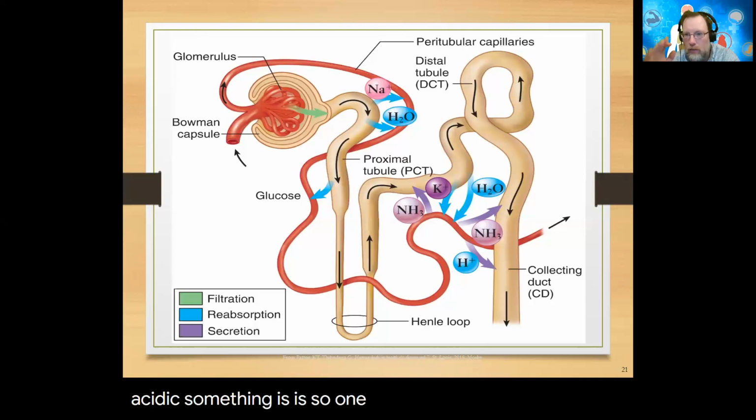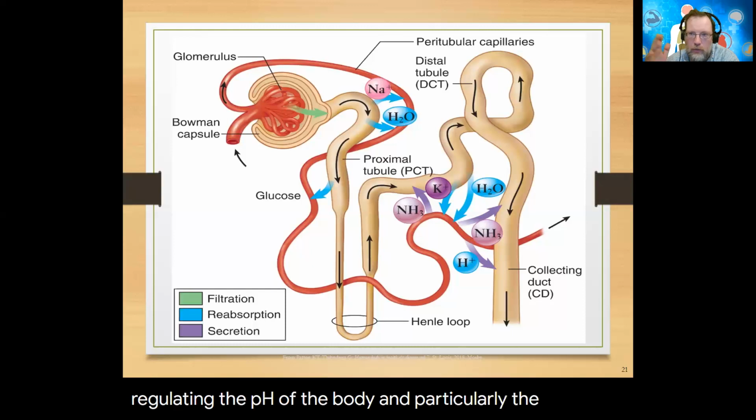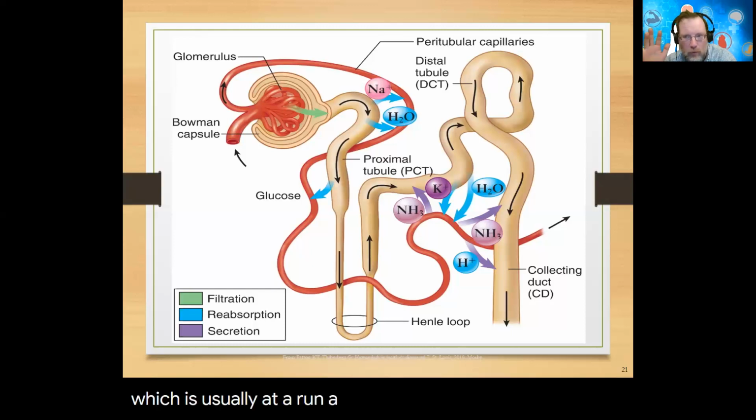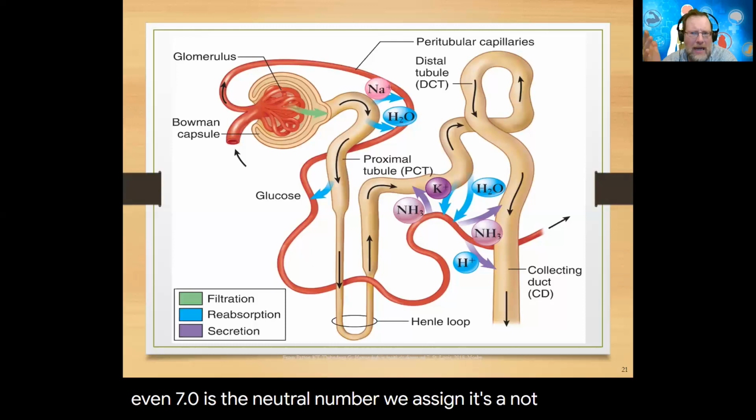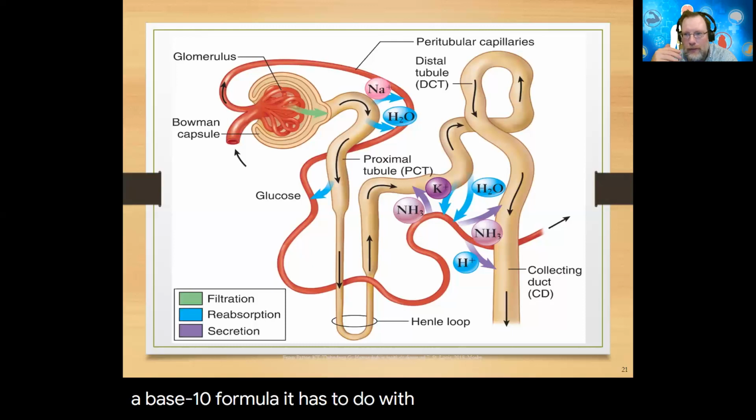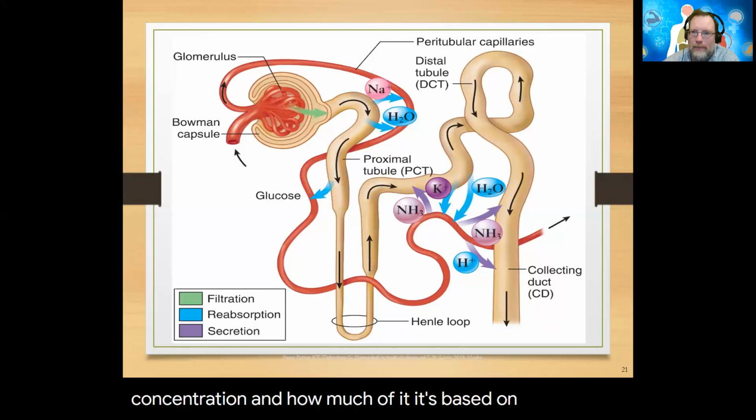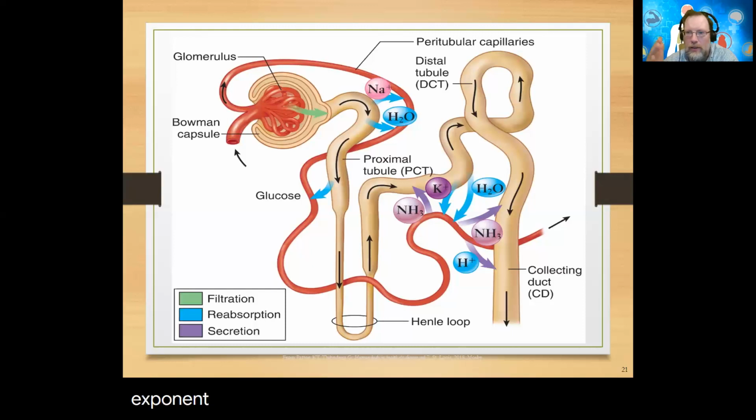So we see hydrogen ions being secreted from the blood. What we're doing here is regulating the pH of the body, and particularly the blood, which is usually at around a 7.4, so slightly basic even. 7.0 is the neutral number we assign. It's a base 10 formula. It has to do with hydrogen ion concentration, and how much of it, based on a negative exponent operation.